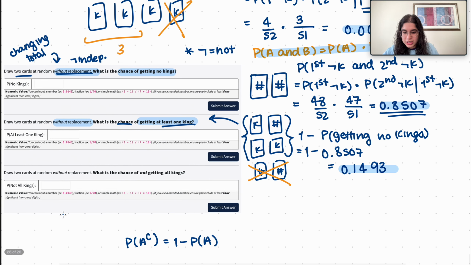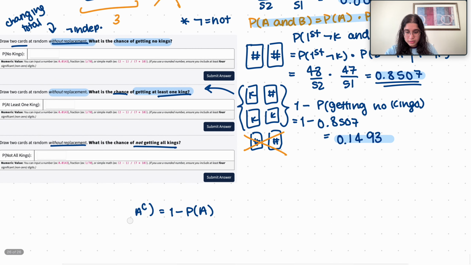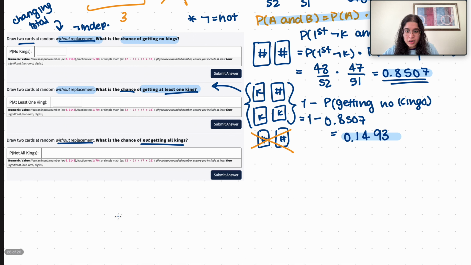Now our last question is, we draw two cards without replacement. What is the chance of not getting all kings? So I'm just going to go ahead and erase this. What is the chance of not getting all kings? So again, this is without replacement. So we know these are dependent events here because we have a changing total.